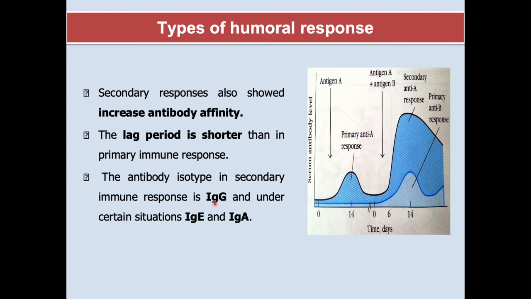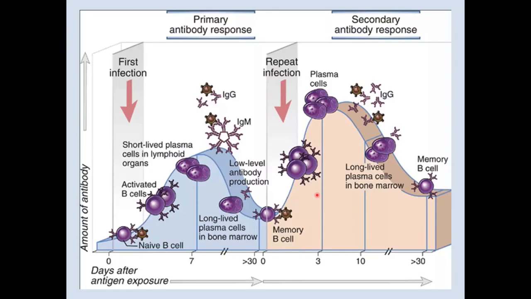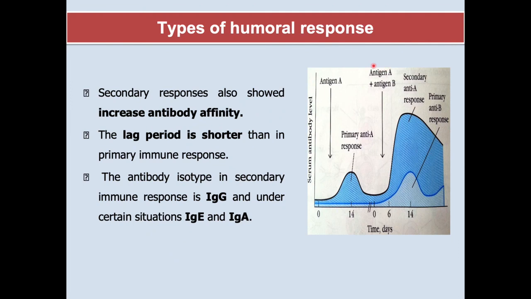immune response is IgG, and under certain situations IgE and IgA. So just now in the primary immune response, mainly IgM is being produced. Okay, but then during the subsequent infections, IgG will be produced. Okay, so if you look here, in the diagram, not only antigen A, antigen B also is being introduced. Okay, so for antigen A in the subsequent infection, there is already a memory cell.